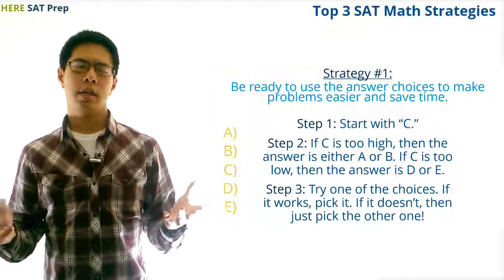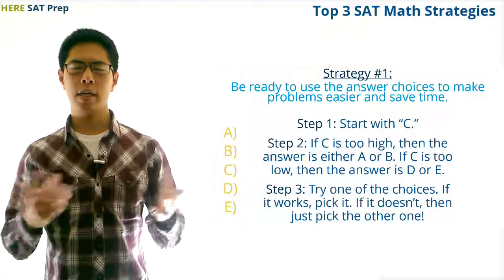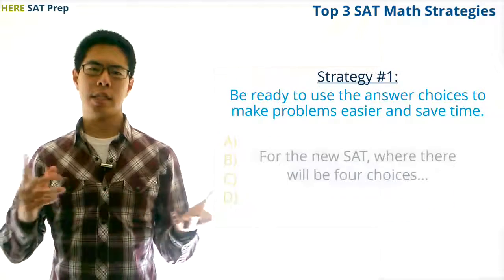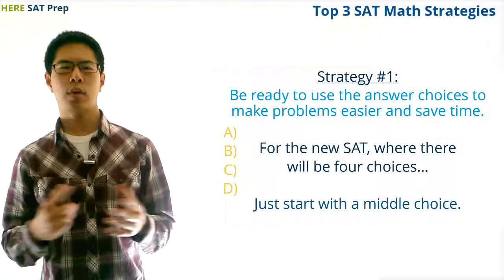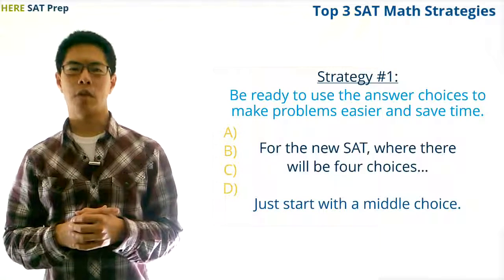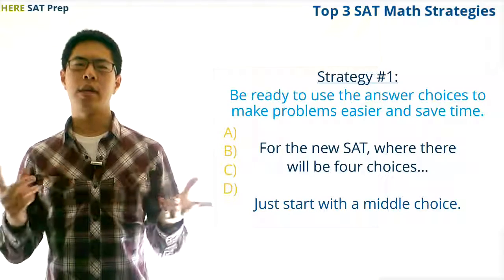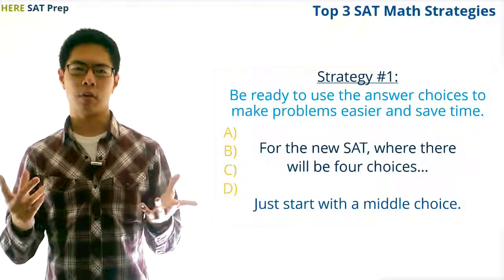On the other hand, if your first choice C was too low, then you would do the same thing for choices D and E. However, this strategy will apply a little bit differently for the new SAT math test, which will only have 4 choices for each question. In this situation, it would be a better idea to start with a choice in the middle rather than the first choice, because if this middle choice ends up being too high or too low, then you can immediately eliminate one or even both of the remaining answer choices and solve the question quicker.